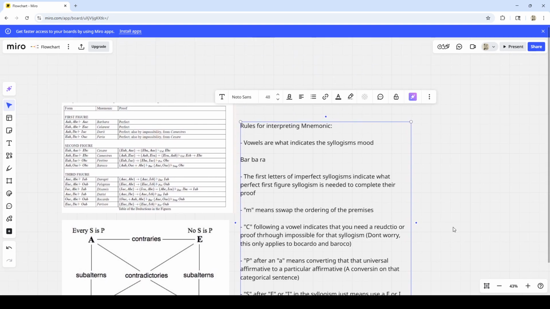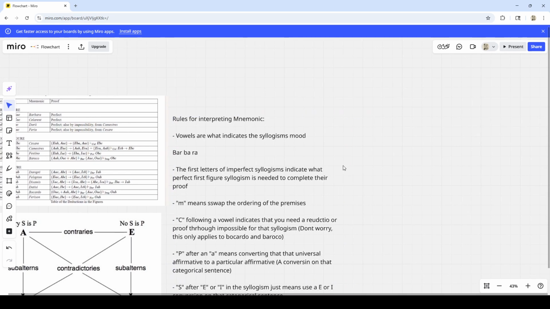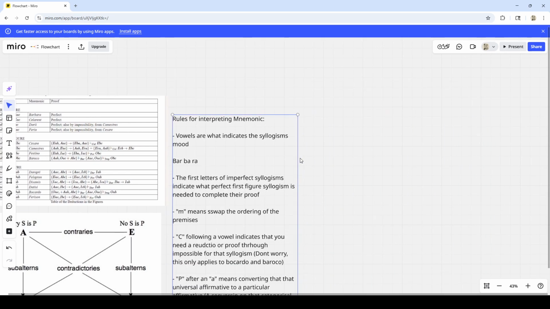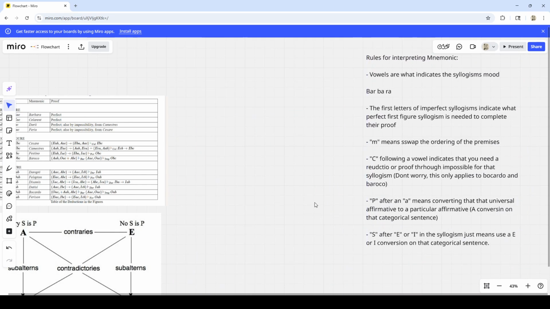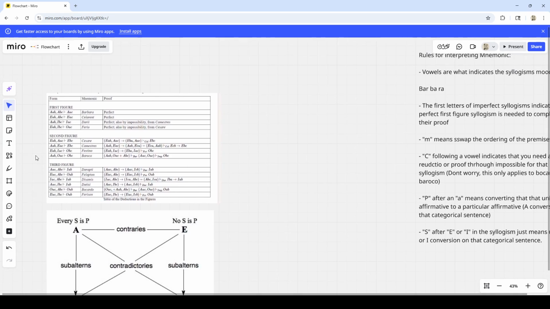So let's get started on our first proof, shall we? And I'll go step by step with you, my friend. Let's keep this rule on the side right now because it will help us, and maybe you'll see the whole reasoning process. Okay, let's try Cesare first, since I mentioned it.